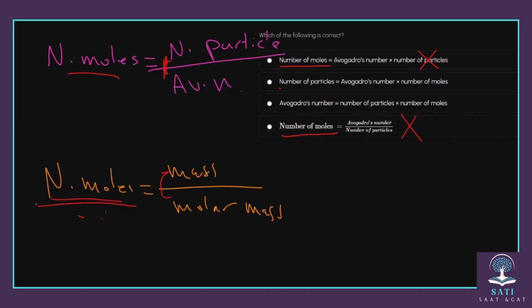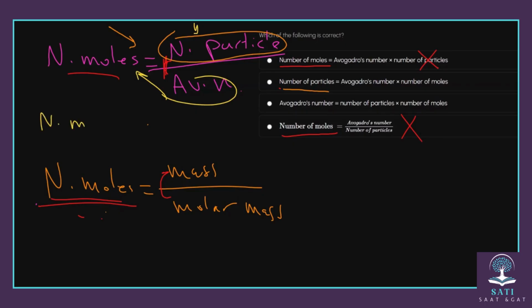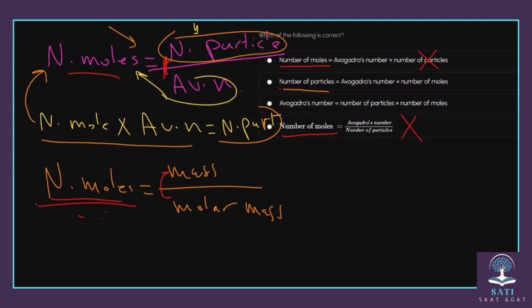So now I go to choices either B or C. Here they are talking about number of particles. I go back to the original formula. If you want to get number of particles here, what are you going to do? If you want to find the numerator in such an equation, you send the denominator to the left as multiplication. So it's going to be number of moles times Avogadro's number, and this will give you number of particles. So number of particles equals number of moles times Avogadro's number.